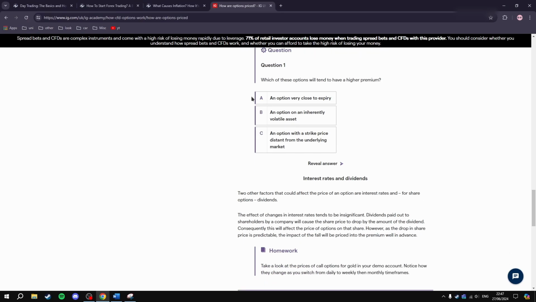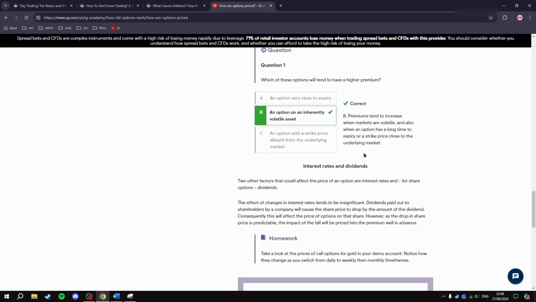Question 1. Which of these options will tend to have a high premium? Option very close to expiry, option on an inherently volatile asset, option for strike price distant from the underlying market. High premium, volatile assets. Premiums tend to increase when the markets are volatile, and also when an option has long time to expiry or a strike price close to the underlying market.